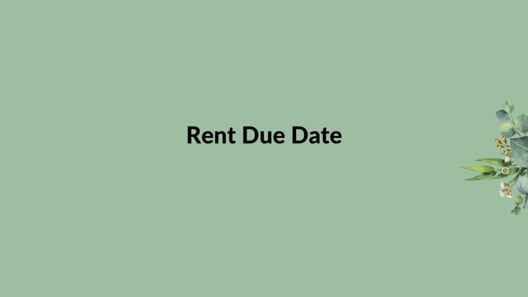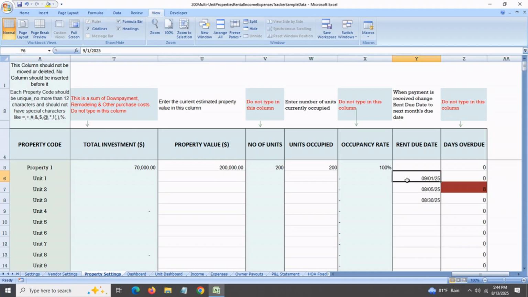You can also track the rent due date. Simply enter the next month's due date after receiving this month's rent payment. If it becomes overdue, it will show the number of days overdue and highlight it in red.